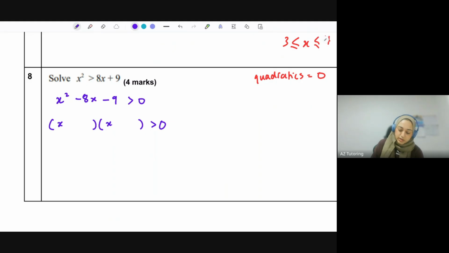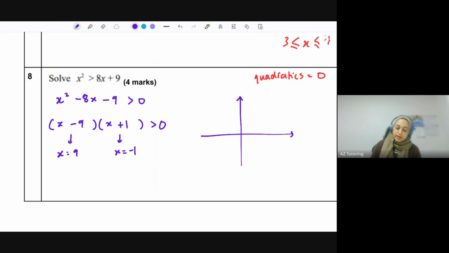So two numbers that multiply to give me minus 9 and add to give me minus 8: minus 9 plus 1. Again, you can use the quadratic formula method if you're not a fan of this one. So therefore, x equals 9, the opposite of minus 9, and x equals minus 1, the opposite of 1. So we can sketch the graph. It's a U-shaped graph because it's positive x squared. If that was negative, it would have been n-shaped. And it crosses minus 1 and 9, so it would look somewhat like this. That's minus 1, and that's 9. Just a sketch. And it is more than 0.